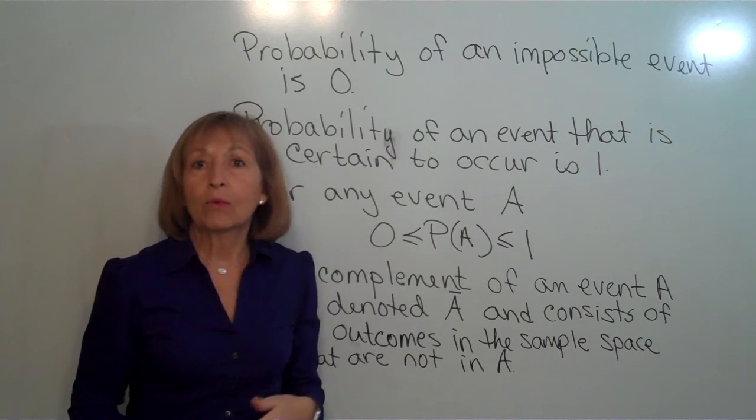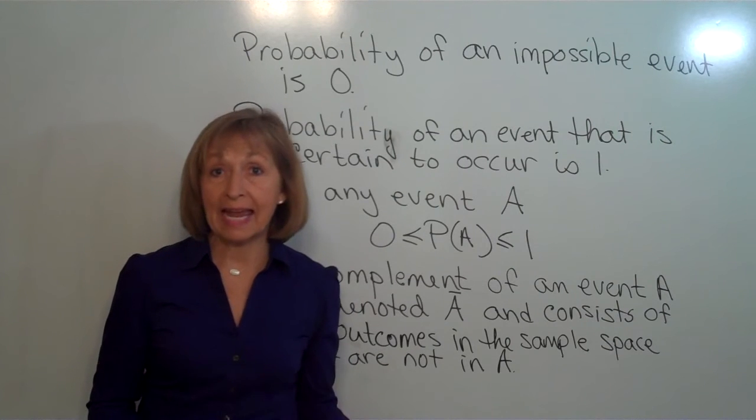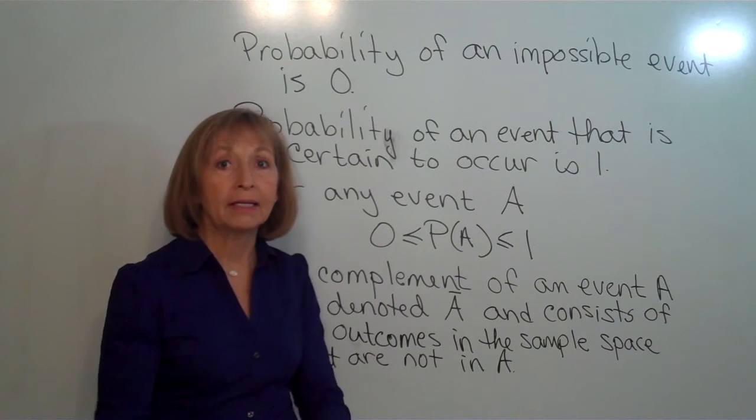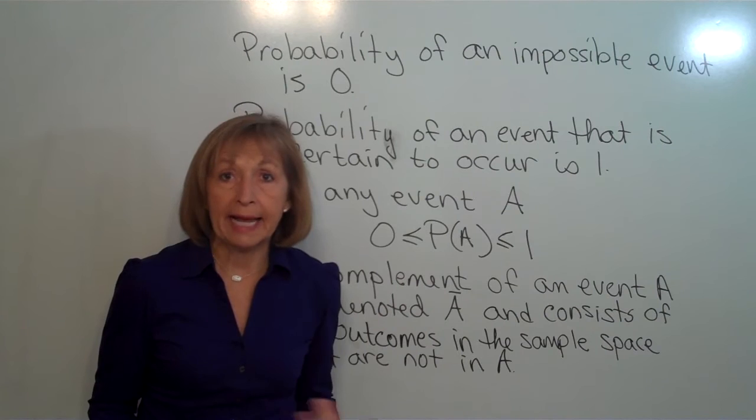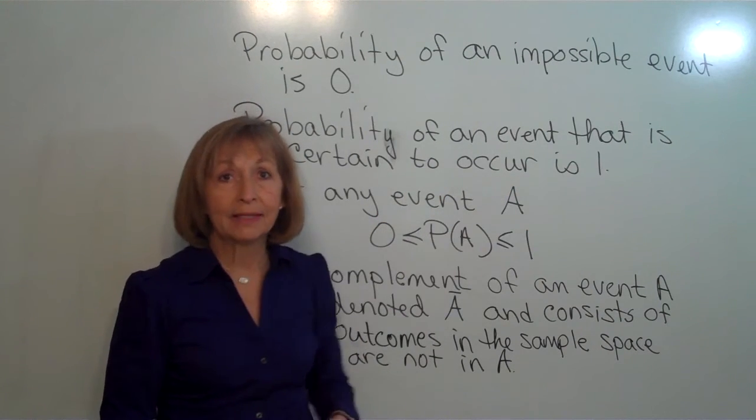Now, the probability of an event that is certain to happen is 1. So if I said, what is the probability that I see heads or tails when I flip a coin? Well, I'm either going to see heads or tails. That's certain to occur, and so that probability would be 1.